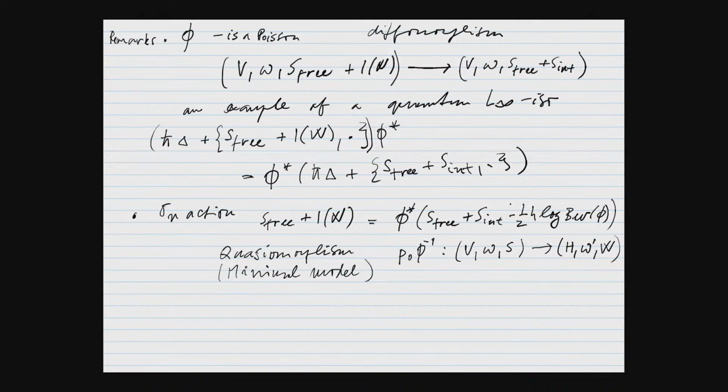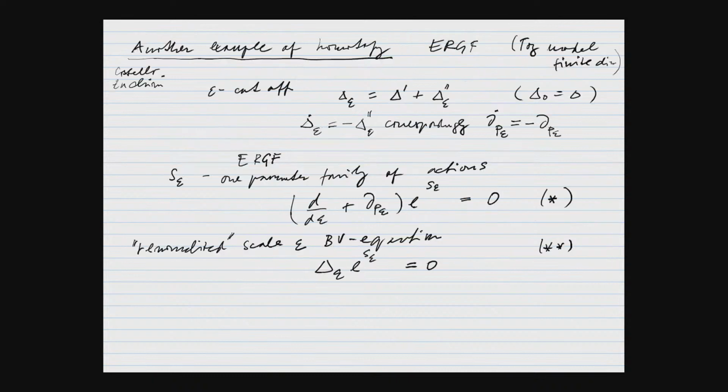And yeah, if you compose this one with the projection to the cohomology, well, you get this minimal model, and this is quasi-isomorphism. Yeah, so actually what we do in physics, we compute the quasi-isomorphism between our starting action and the S matrix. Okay.